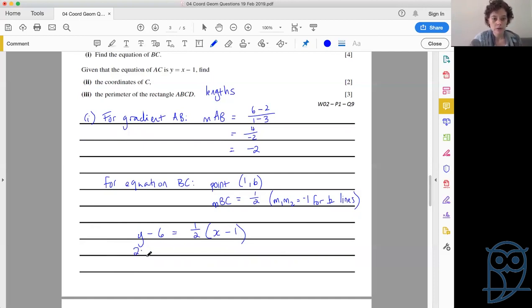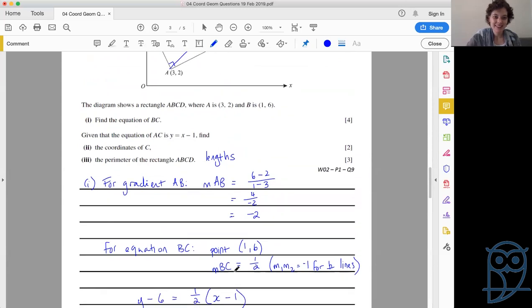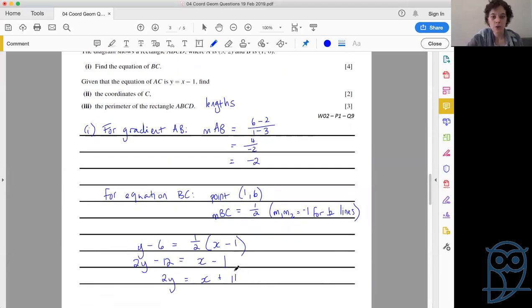So 2y minus 12 equals x minus 1. 2y equals x plus 12 minus 1 is 11. Okay, right. We have the equation of BC. Brilliant. So now we need part 2, coordinates of C.